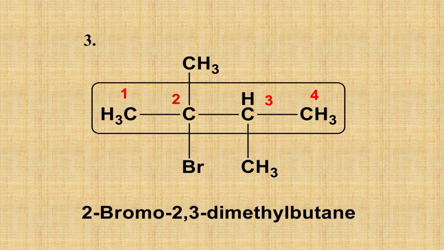Look at the next example, this one, same thing, there is no double bond, only single bonds, but the position of substituents differ. Therefore, it is numbered from left to right. The name of the compound is 2 bromo 2,3 dimethyl butane. A comma is given because 2 and 3 both contain the same group, that is methyl.